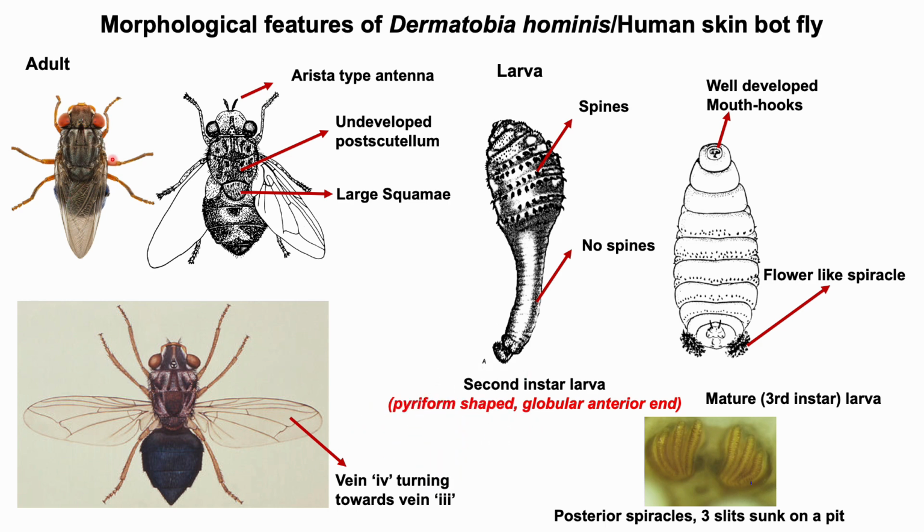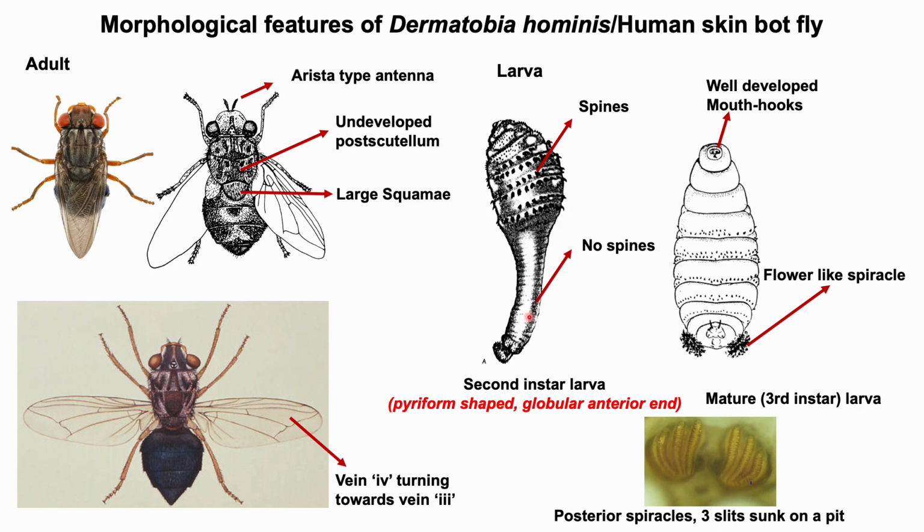The head and legs are yellowish to orange in color. Antenna is arista type. Mouth parts are vestigial and covered by a flap. The thorax is dark blue with a grayish bloom. Post-scutellum is undeveloped and has a large squama. Abdomen is comparatively short, broad, and has a bluish metallic sheen. Each wing has an open apical cell narrowed by vein 4 turning towards vein 3 but not joining it.